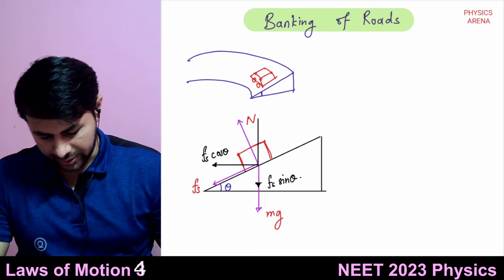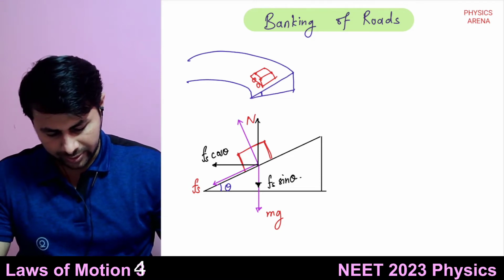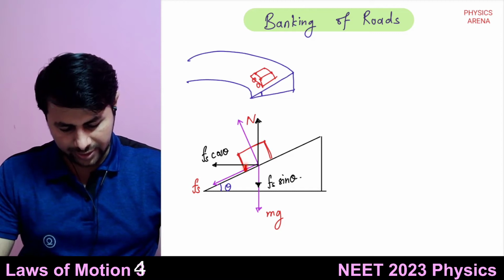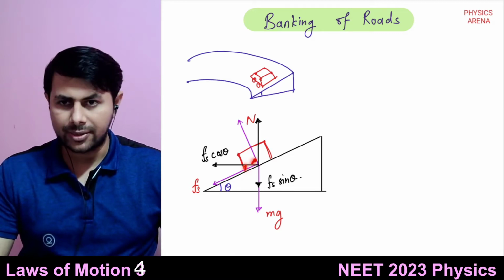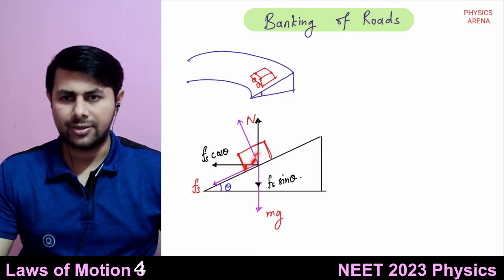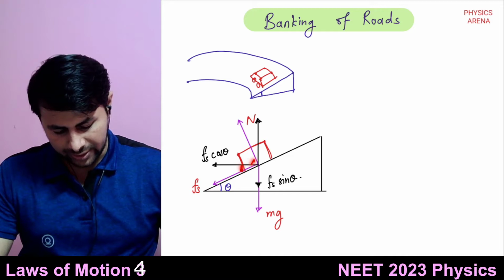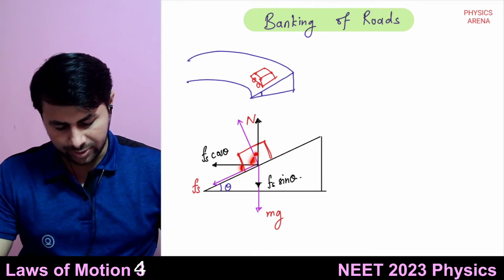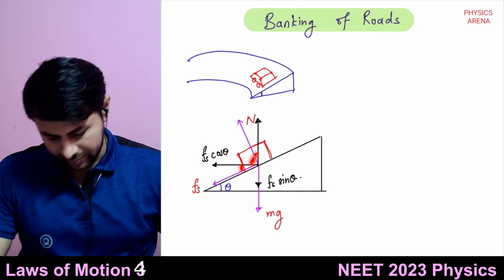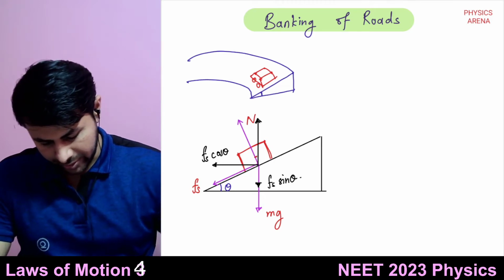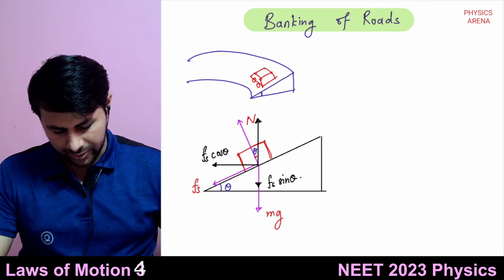Similarly, for normal reaction, we can resolve it along two components, one vertical and one horizontal. Now, here this angle is theta. This is 90 minus theta. So this angle is equal to theta here. Okay, so can you see this?